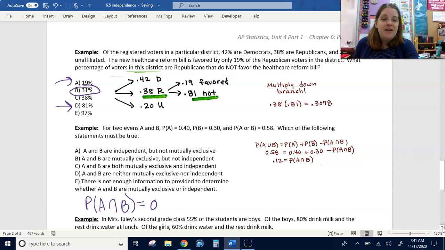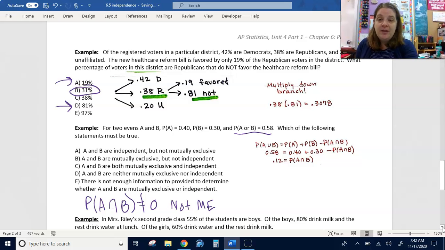So one thing I noticed, I do have the or, the union. So if I use my union rule from my formula sheet, I can sub all of these values in. 58% is the or, 40% is the A, 30% is the B, minus the probability of A and B, and I can solve for that and I get 12%. Okay, 12% is not equal to 0 for that and, so I know that these are definitely not mutually exclusive. They are not disjoint.